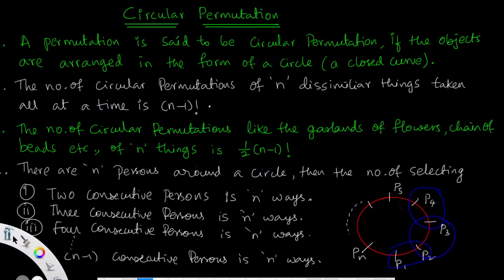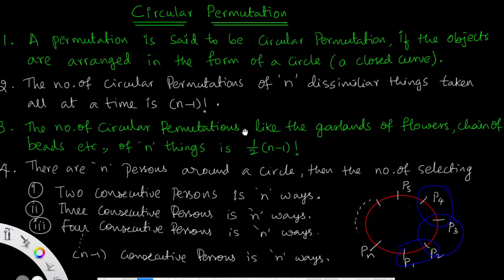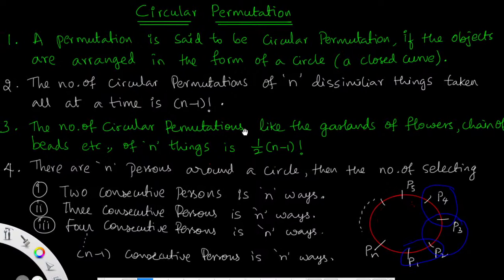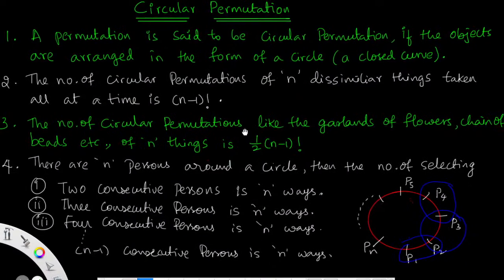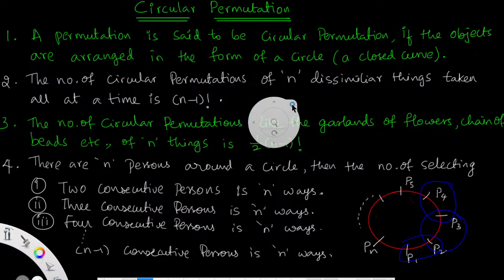What is meant by circular permutations? It means that the objects are arranged in the form of a circle. Then it is called circular permutations. If the objects are in linear form, arranged row-wise, then it is linear permutation. Circular permutation means the objects are arranged in the form of a circle.